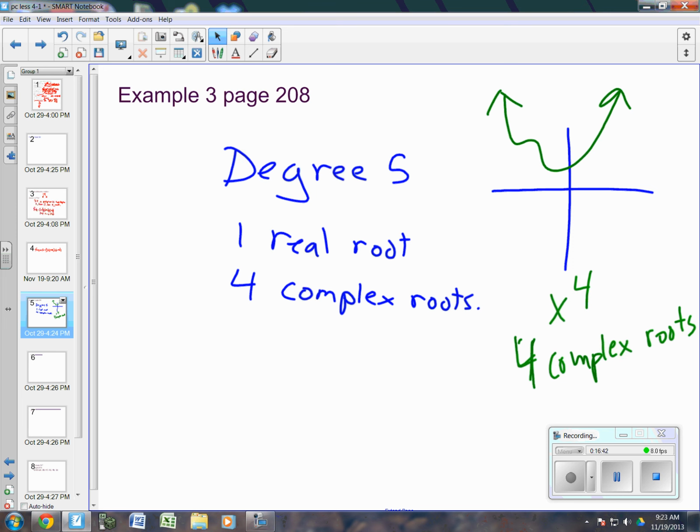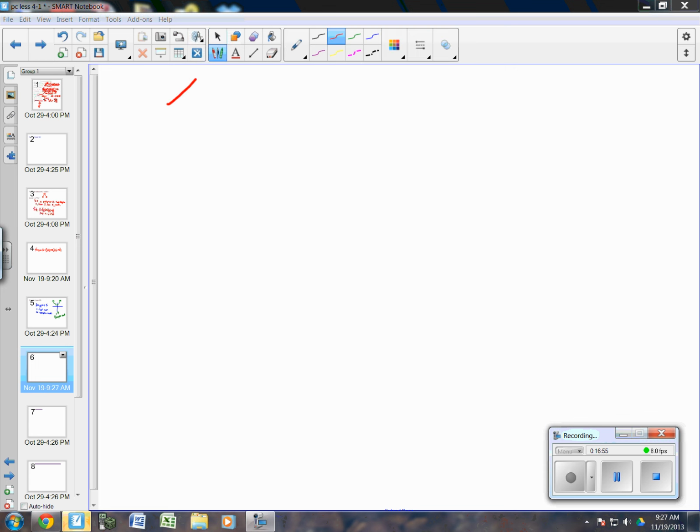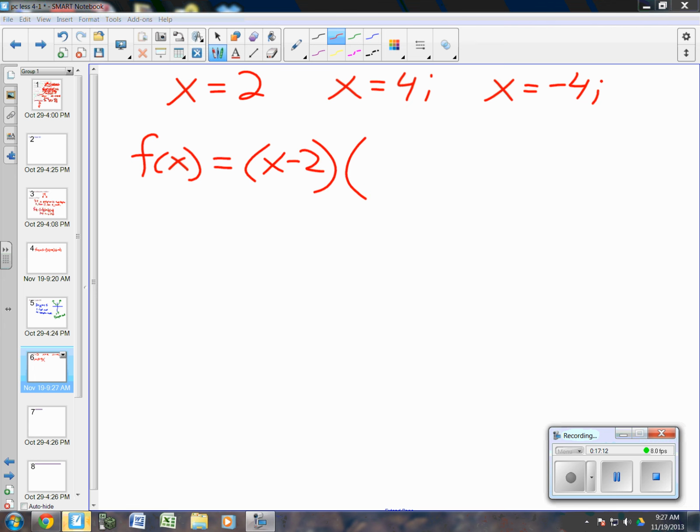Okay, now go to example 3, you guys. Write a polynomial equation of least degree with roots 2, 4i, and negative 4i. How are you going to do that? You guys, my solutions are these. So I want to write them as linear factors. So what are my linear factors, you guys? What are they? x minus 2, x minus 4i, x plus 4i.